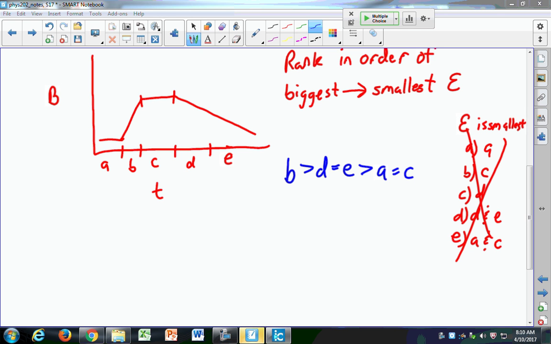D and E are equal because the slope is the same, but a smaller EMF, though notice that the EMF there will be in the opposite direction of what it was at B, but we'll still say that the magnitude of the EMF is the same. A and C are also equal because they have zero slope.